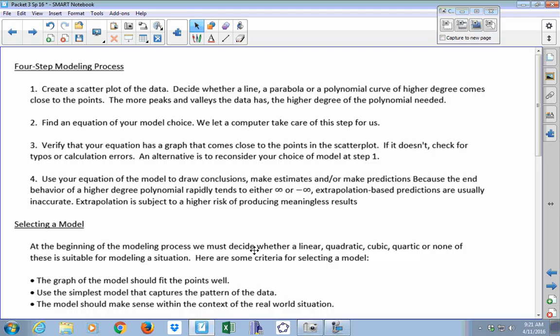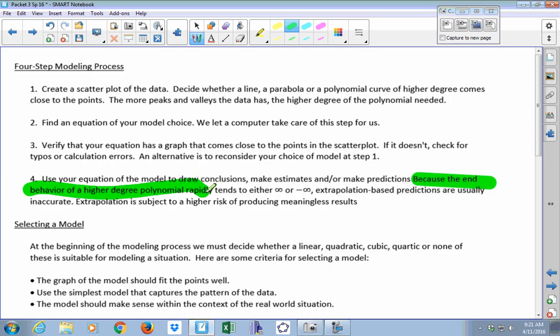Here's the most important thing that makes a big difference between some of the earlier regression that we looked at: the end behavior of higher degree polynomials, so if you had fourth degree or fifth degree polynomials, they tend pretty quickly to increase or decrease, rise or fall. So extrapolation, what was extrapolation? That's what we were just doing, going outside our data set and trying to make predictions in the year 2020 or 2040. Any kind of extrapolation-based predictions are usually inaccurate, and it's subject to a higher risk of producing meaningless results.